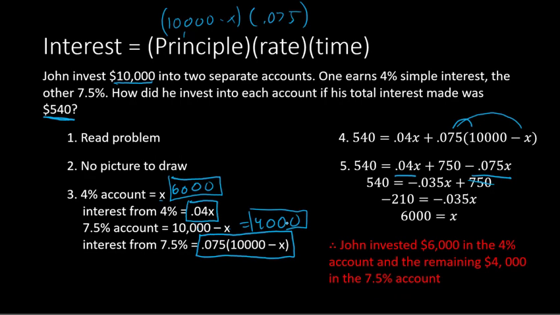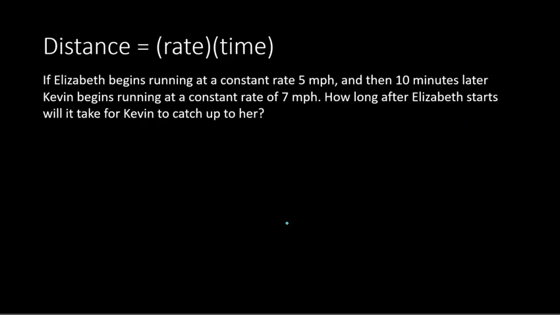Now switching gears a little bit, we're going to talk about distance. So next we have distance, and the formula is distance equals rate times time. So in this particular example, we are told that if Elizabeth begins running at a constant rate of 5 miles per hour, and then 10 minutes later, Kevin begins running at a constant rate of 7 miles per hour, how long after Elizabeth starts will it take for Kevin to catch up to her?